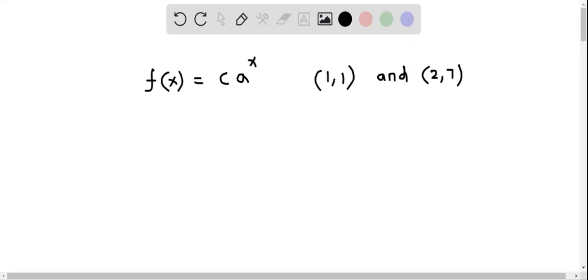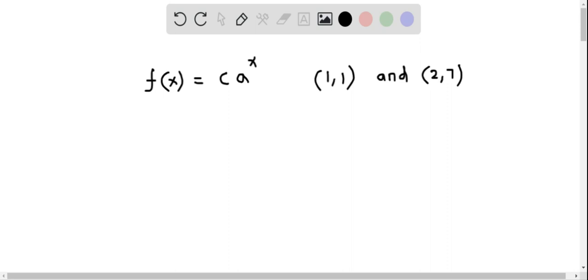We now find the function f(x), which is in the form c·a^x, and the graph of this function also contains the points (1, 1) and (2, 7). So basically we have to determine the values of c and a and then write the function in this form.